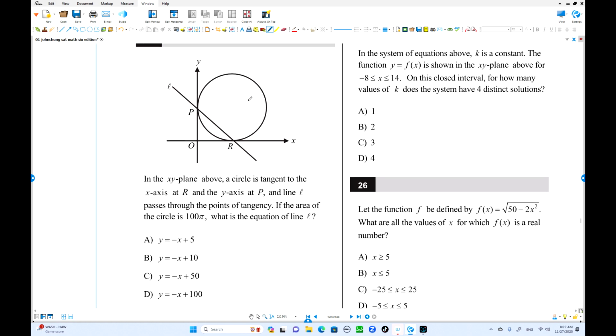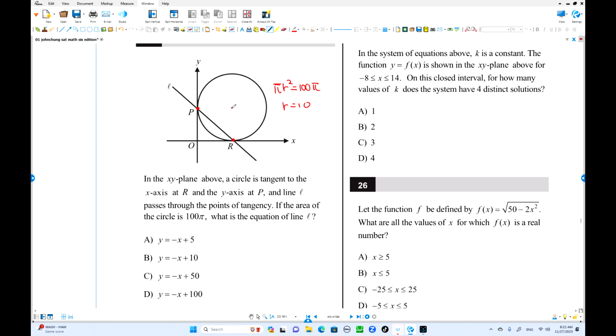So we have a circle tangent to the x and y axes. We're going to find the graph of this line L that passes through these two tangent points. So how can you find the coordinates? The area is 100 pi, πr² equals 100π, so r² is 100 and r is 10.